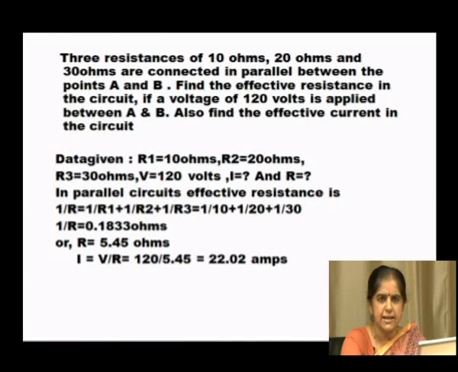So, by Ohm's law, I is equal to V divided by R, that is equal to V is equal to 120 volts divided by the effective resistance 5.45 ohms, then you will get 22.02 amperes. Therefore, in the parallel circuit, the effective resistance is given by the equation shown in the problem, and the total current can also be found out by using Ohm's law.